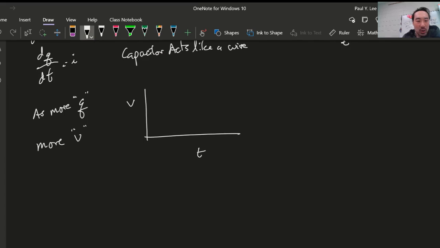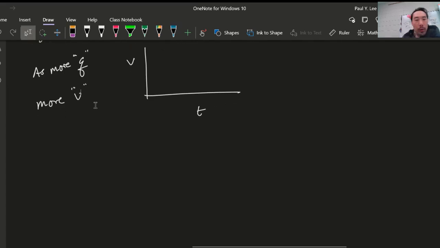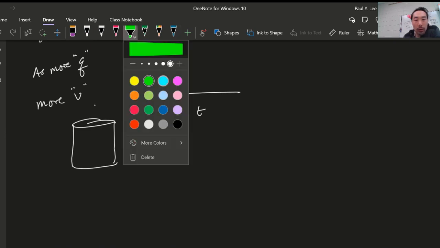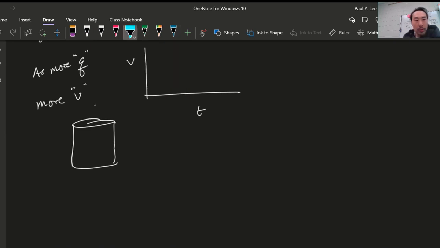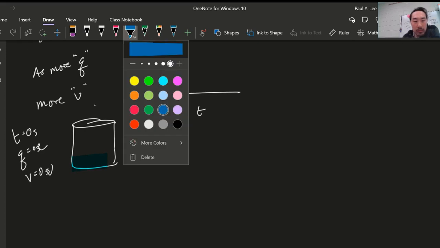So the way that I like to think about it is we always describe voltage as analogous to height, right? And so imagine that we have a cup, okay, and then we try to fill up that cup with water. So in the beginning, there's no water there. So at time of 0 seconds, there's no water. So your Q is 0, okay? And also the water height is at 0, okay? So 0 volts.